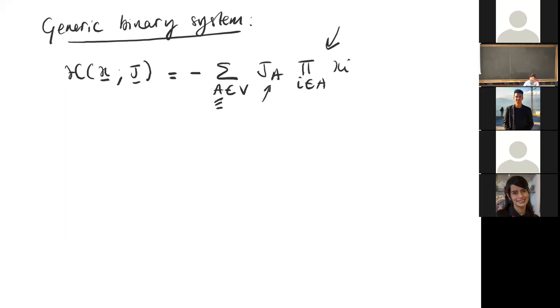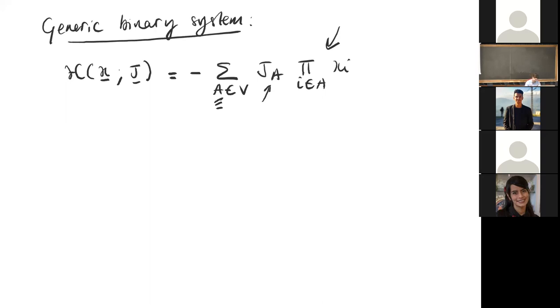Okay, this is a very generic form. You can rewrite the two models that we considered until now in this form. Okay, in this case, all these subsets A would be pairwise, would have a cardinal equal to 2. Or to 1 if you have also an external magnetic field.